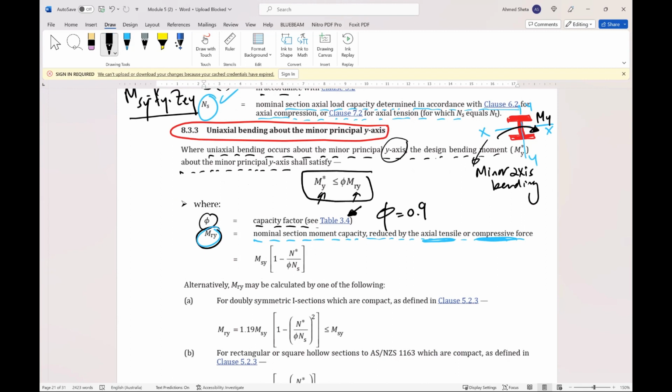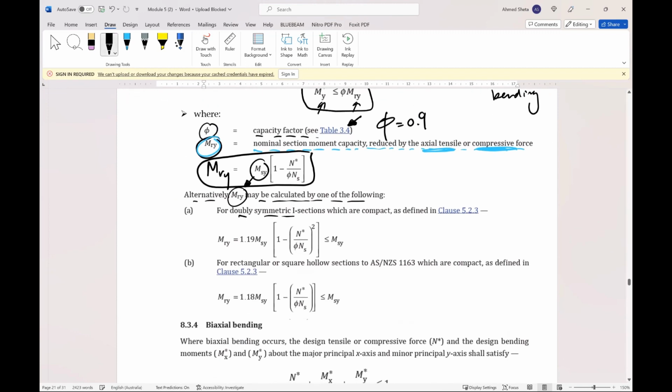So here, MRY is equal to the same formula, but with MSY instead of MSX. Alternatively, MRY may be calculated as one of the following. For doubly symmetric I section, where compact. So for all compact and symmetric I sections, the value of MRY can be taken as follows. It is quite similar to the previous case, but here it was 1.18 instead of 1.19.